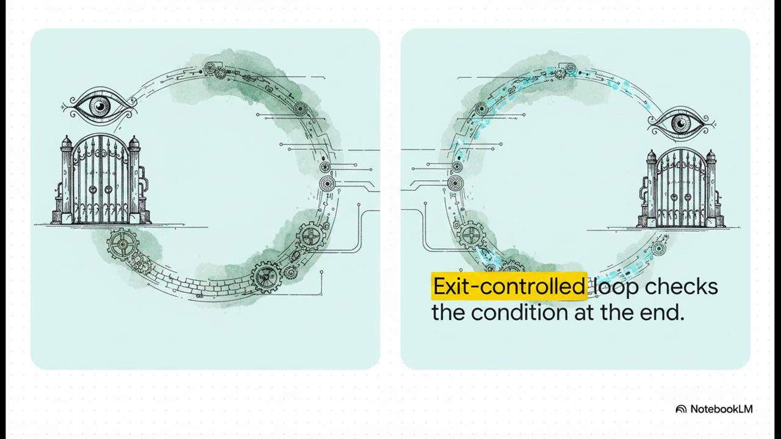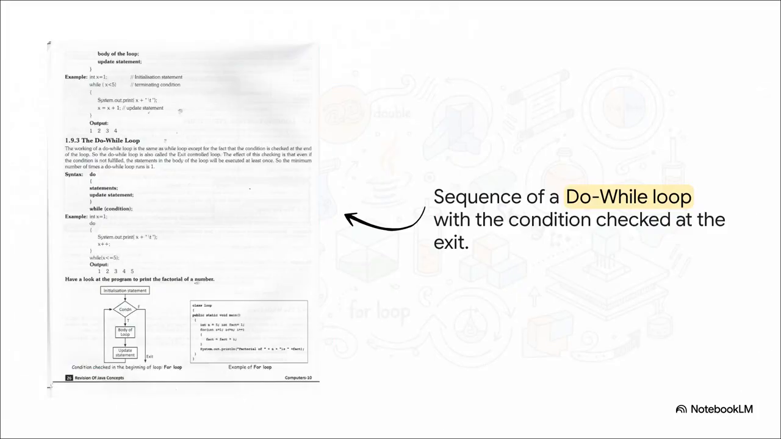We have entry-controlled loops, like your for and while loops, where the condition gets checked right at the beginning. If it's false on day 1, the loop body gets skipped entirely. But with an exit-controlled loop, like a do-while loop, that check happens at the very end. So with a do-while loop, the loop body executes first, does its updates, and only then asks if it should keep going. Because that check happens at the exit doors, the code inside a do-while loop is mathematically guaranteed to run at least once, no matter what.